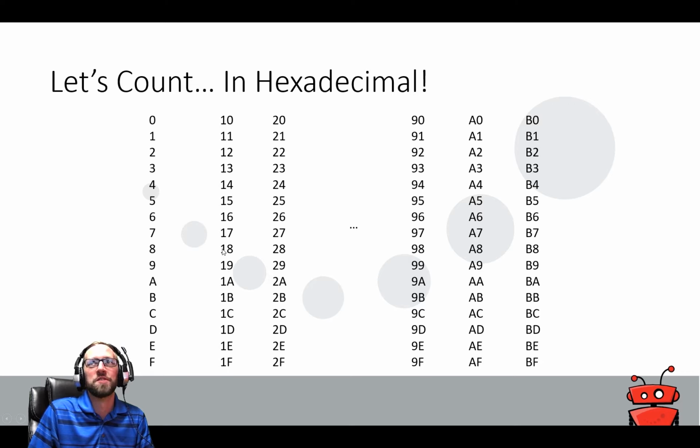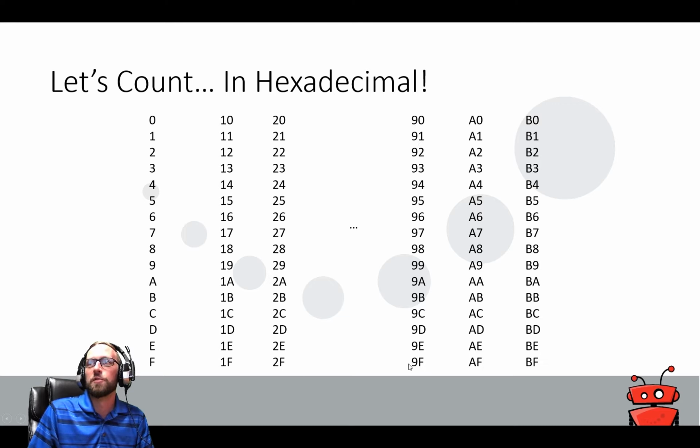4, 1, 5, 1, 6, 1, 7, 1, 8, 1, 9, 1, A, 1, B, 1, C, 1, D, 1, E, 1, F. And again, we overflow the value then, and we're at 2, 0, 2, 1, 2, 2, and so on and so forth, until we get up to 9 in that 16th place. And then we have 9, 0, 9, 1, 9, 2, all the way up through 9F.